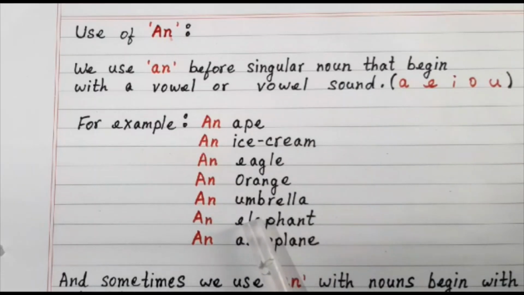Here the word umbrella starts with the vowel u, having a vowel sound, and we pronounce it umbrella. We use an before this word and we say an umbrella. Alright? An elephant, an aeroplane. Clear?